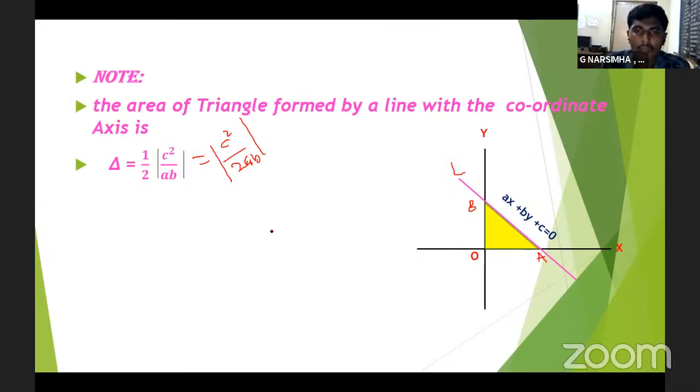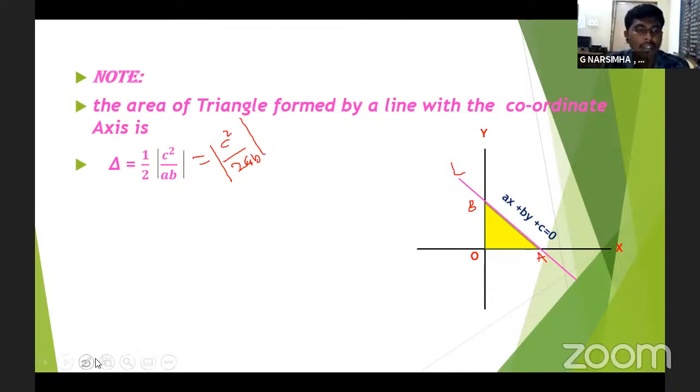Okay, suppose you find the x-intercept, that is a1, and the y-intercept is b1. We can write the area of the triangle as half mod AB. When you directly find both the x-intercept and y-intercept, you can find the area of the triangle by using delta equals half mod AB. There is no problem, both are the same.